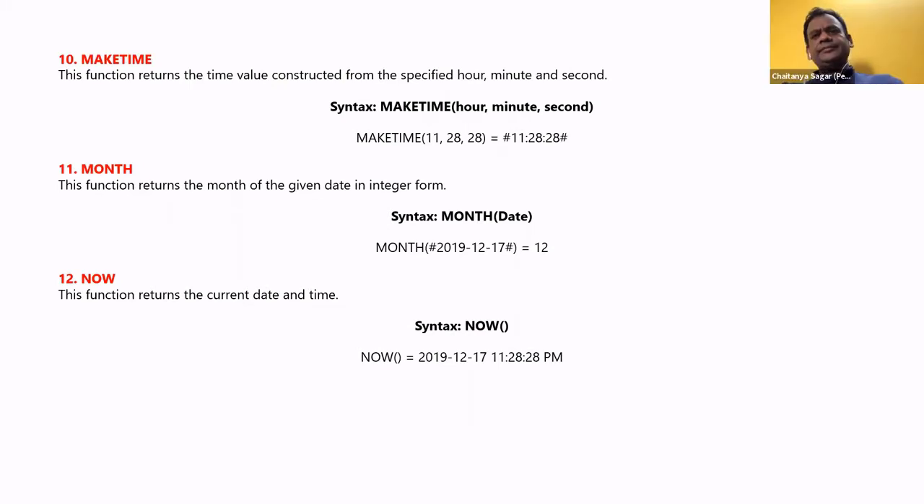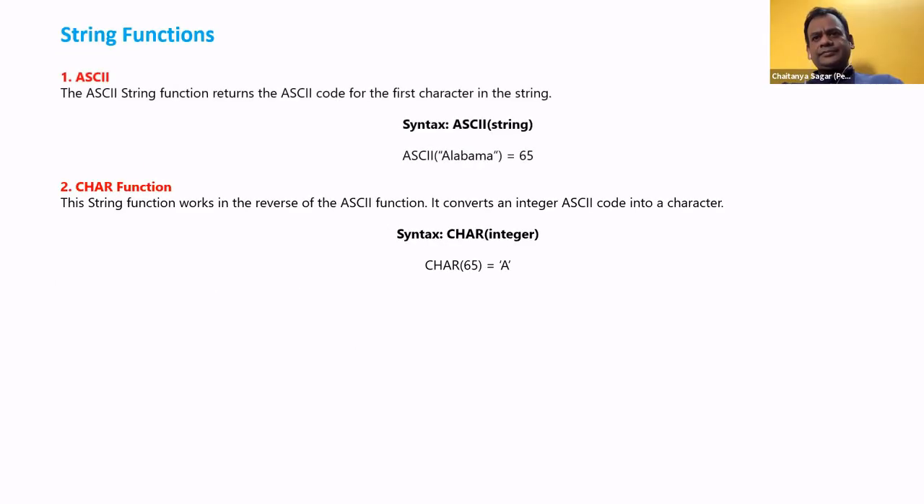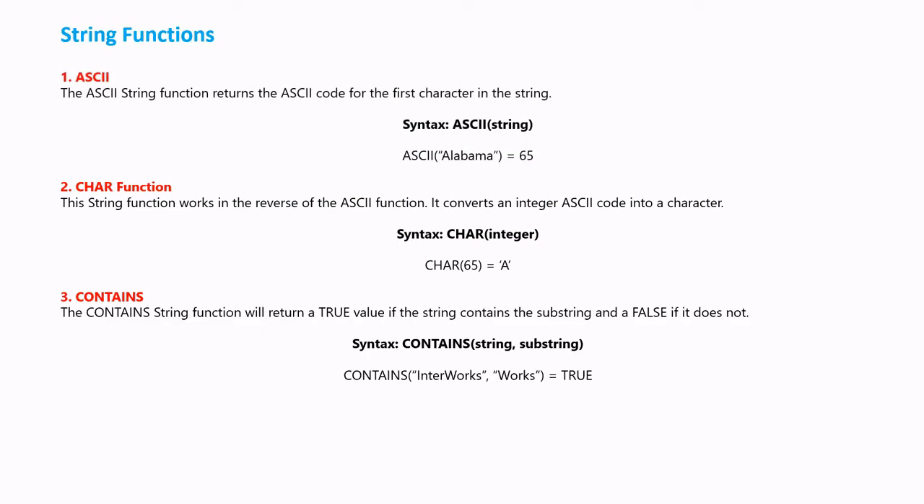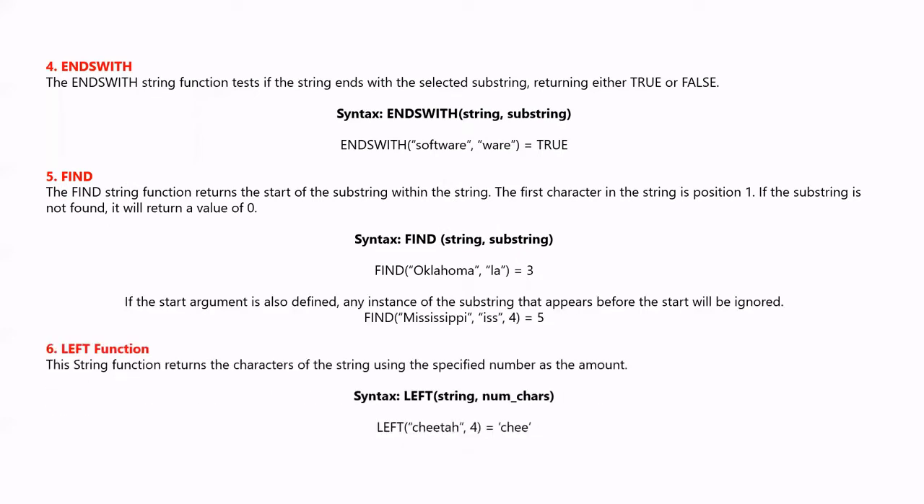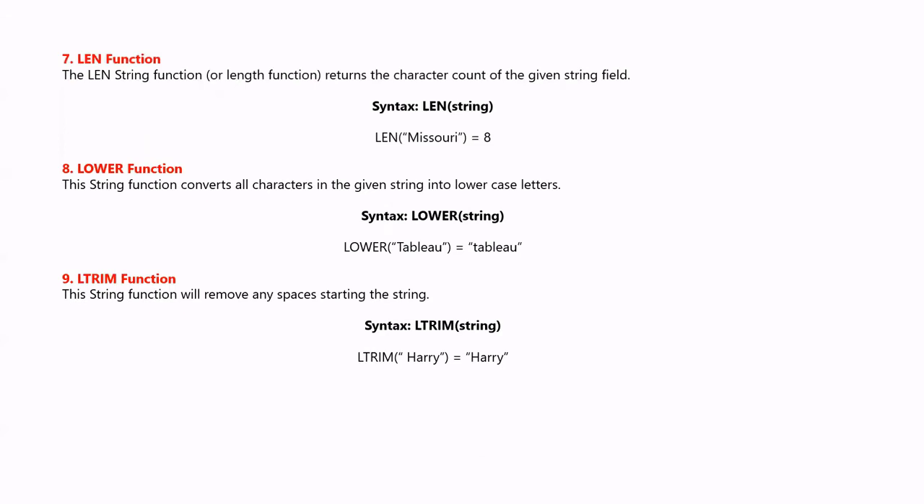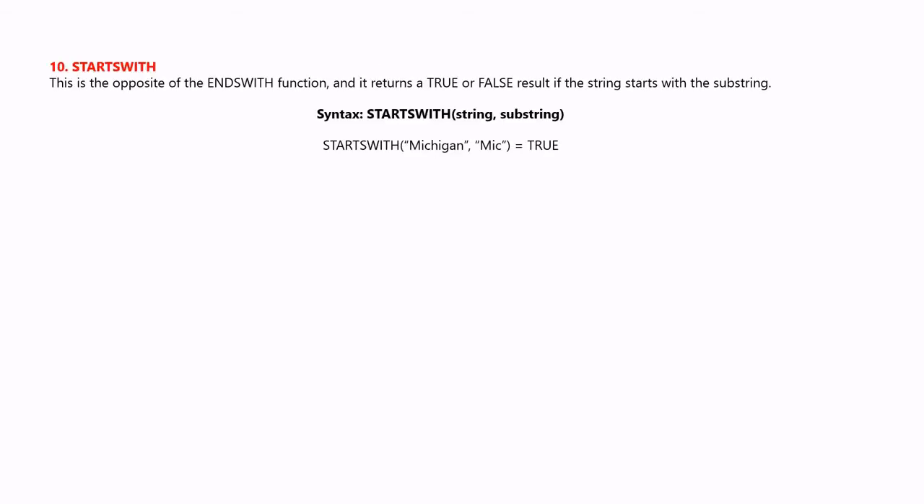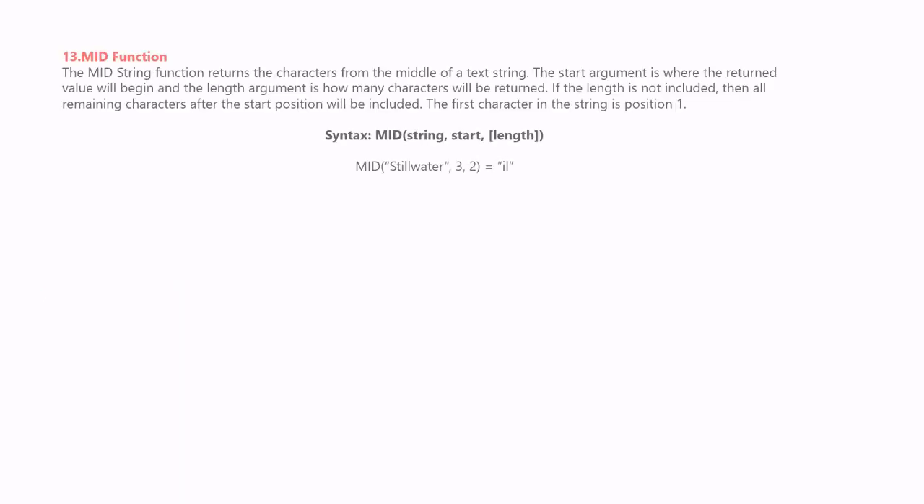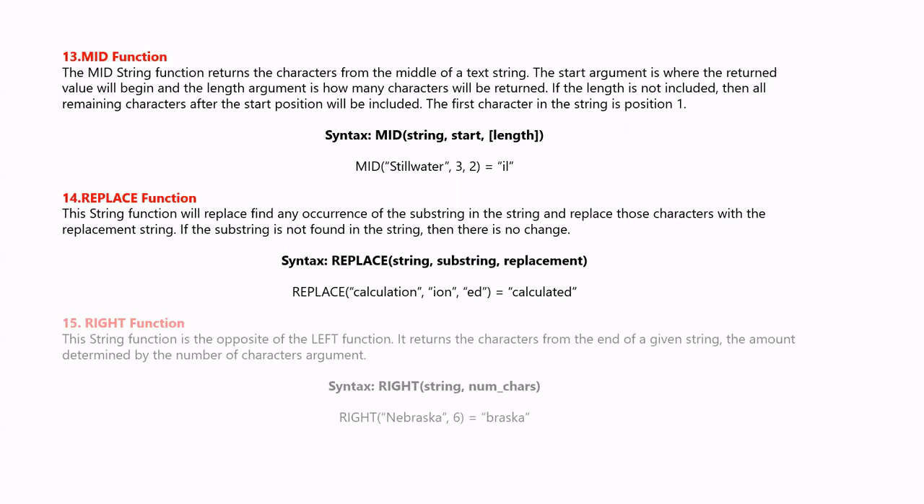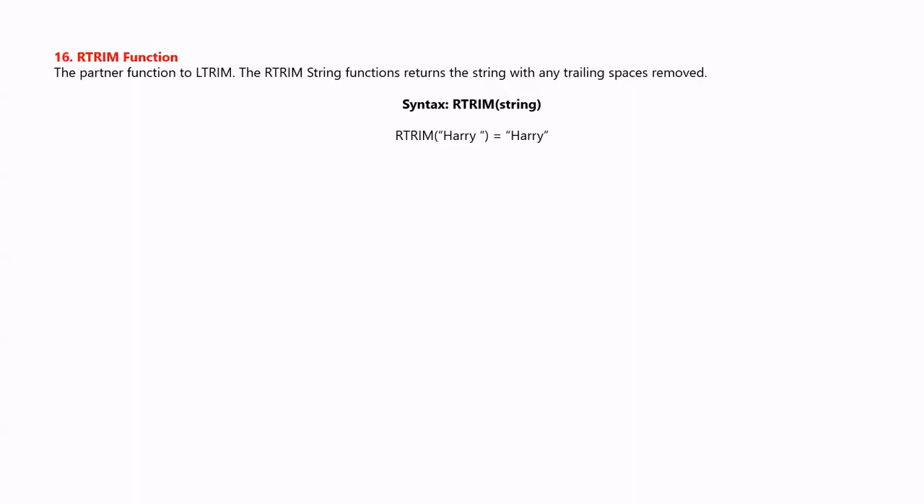I will switch on this screen. As char function, contains, ends with, find, left, length, lower, L trim. So basically the name only says everything. Lower, L trim, left trim, starts with, trim function, upper function, mid function, replace, right. So 16 functions.